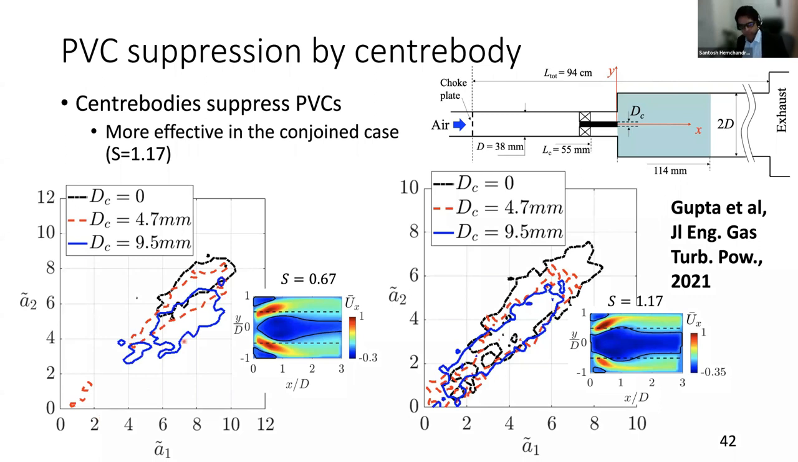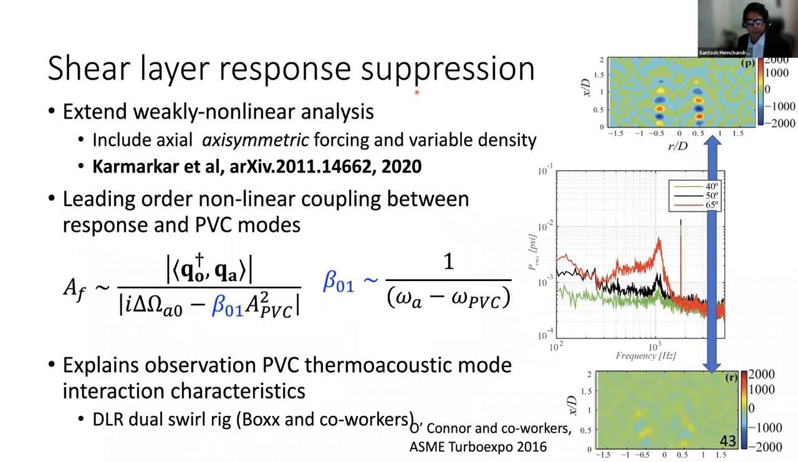So for the most part in our time record, the amplitude of the PVC intermittent coherent oscillation lies within these contours. And so you can see that as you increase the size of the center body, which means you're now increasing the size of the recirculation zone behind the center body, you suppress the PVC oscillation. So this now gives you a way to actually do passive control to control the PVC.